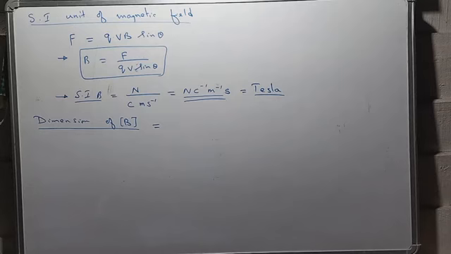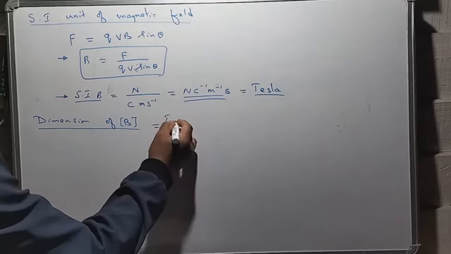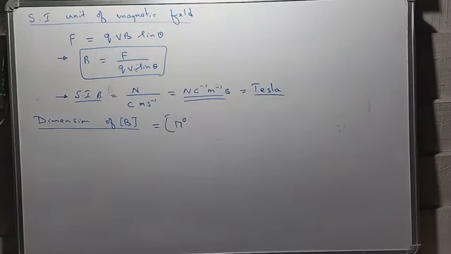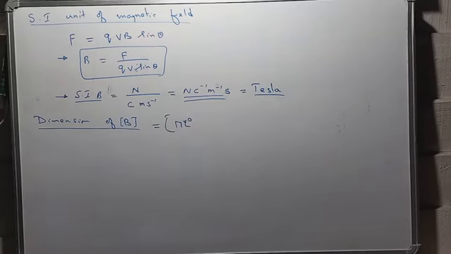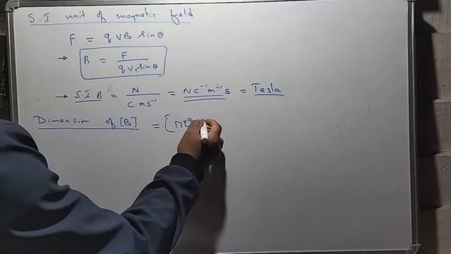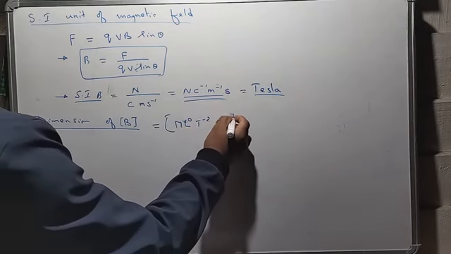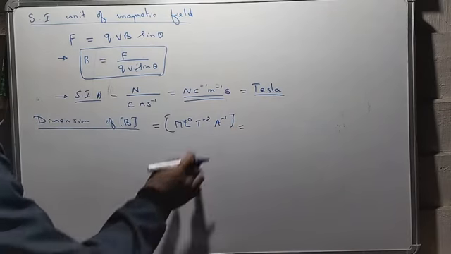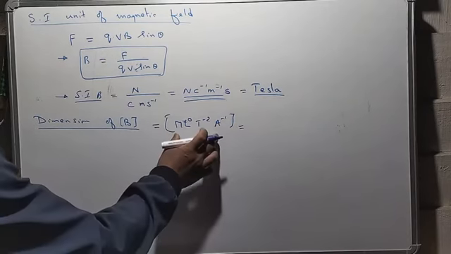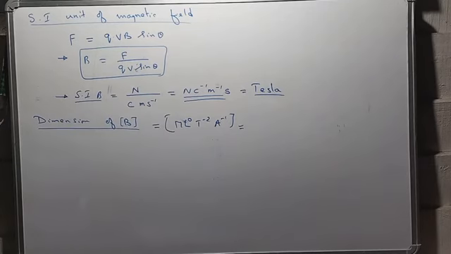So this dimension here is M, L to the power 0, T to the power minus 2, A to the power minus 1. So this is the dimensions of magnetic field. Please do obtain by yourself, as usual, how to get this dimension.